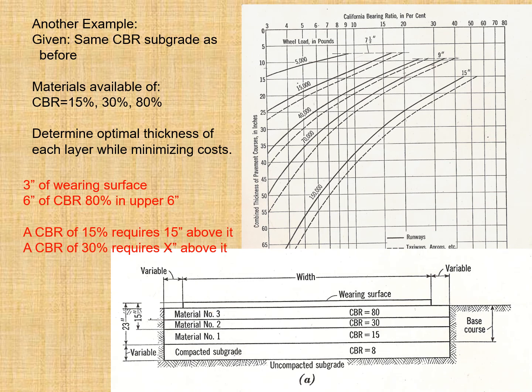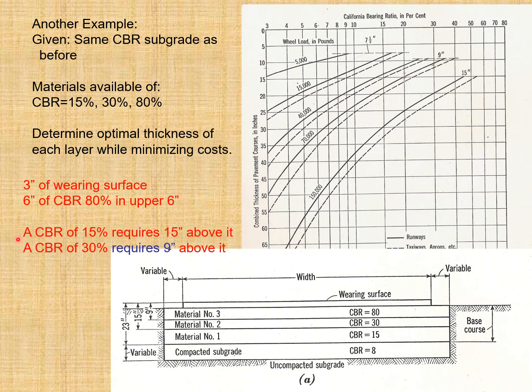Now a CBR of 30% requires X inches above it. So how can you get it? By using the design curves again, and that is 9 inches. Look at this. This is the 30 CBR value, and you can see when you are going downward, that is the 9 inches minimum, and that is the thickness.